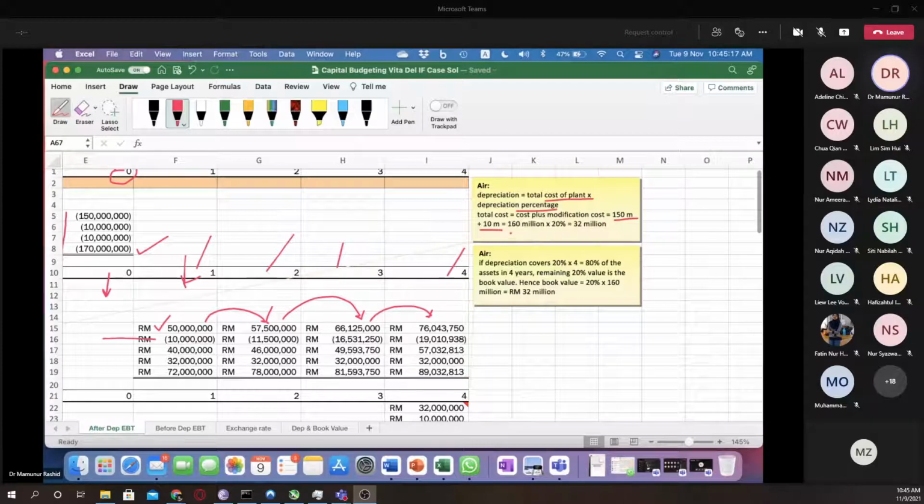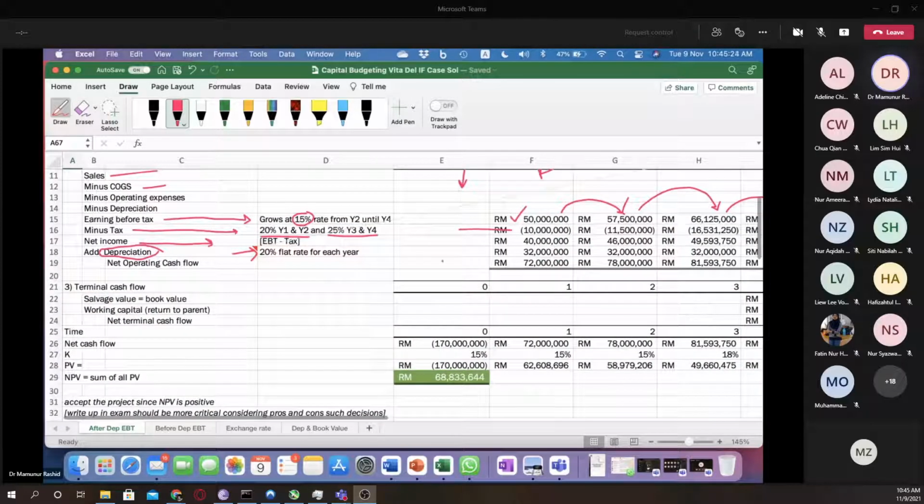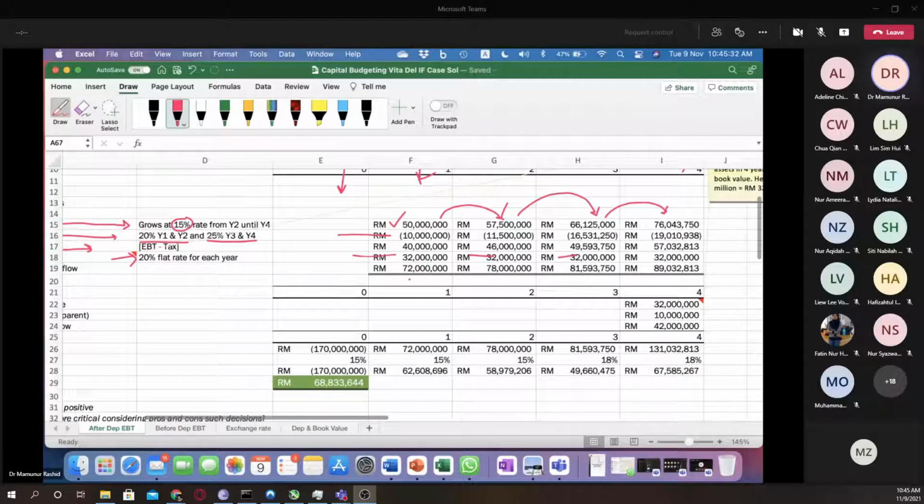So 160 million total multiplied by the flat rate of 20% is 32 million each year. So we'll now put this 32 million in the depreciation. You see 32 million, 32 million, 32 million, 32 million. So net operating cash flow is the plus and minus of these figures, and we found 72 million, 78 million, 81.593 million, 89.032 million. These are the operating cash flows for year 1 to year 4.